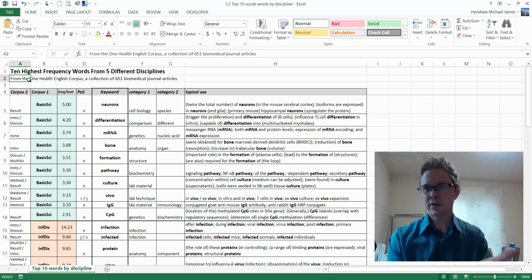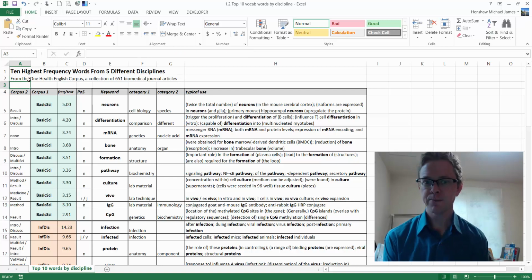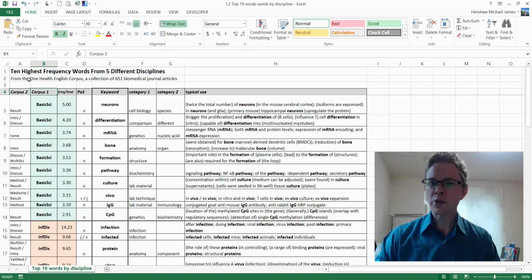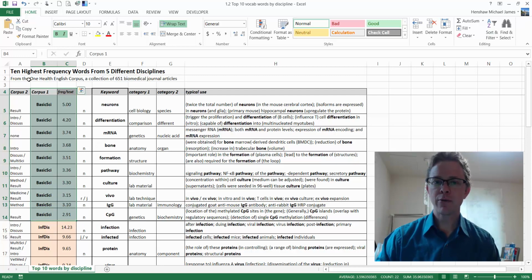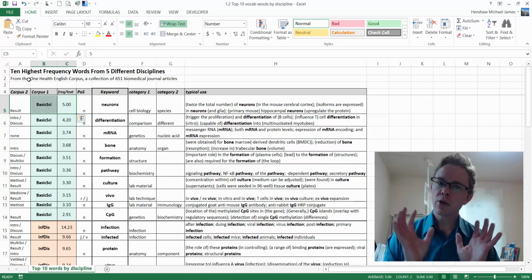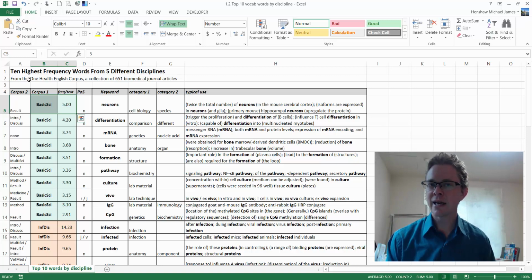And one of those forms has taken up in this word list. So let me explain what's going on with these columns. I'm going to start here with corpus 1 and the frequency, okay? So our first keyword is neurons, and it's at the top of the list because it is the most frequent word correlated to the basic science corpus.